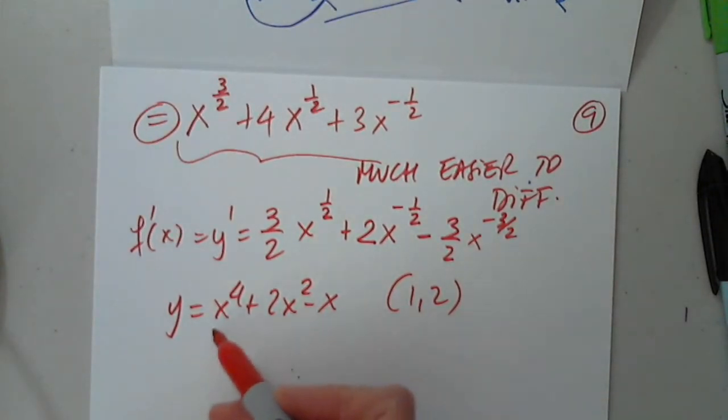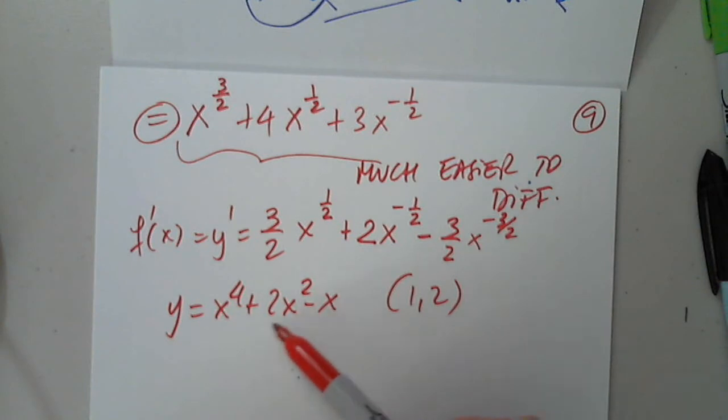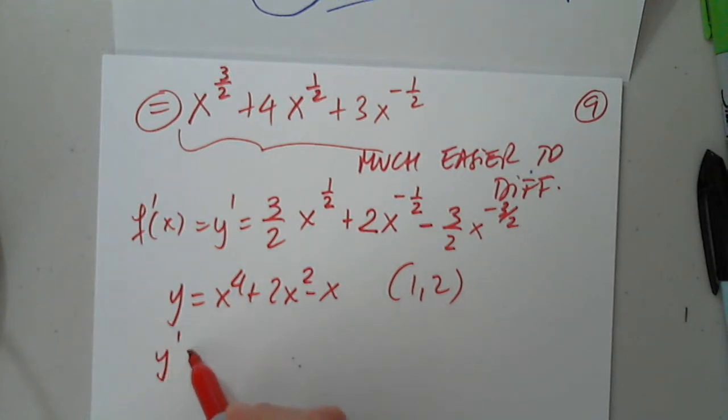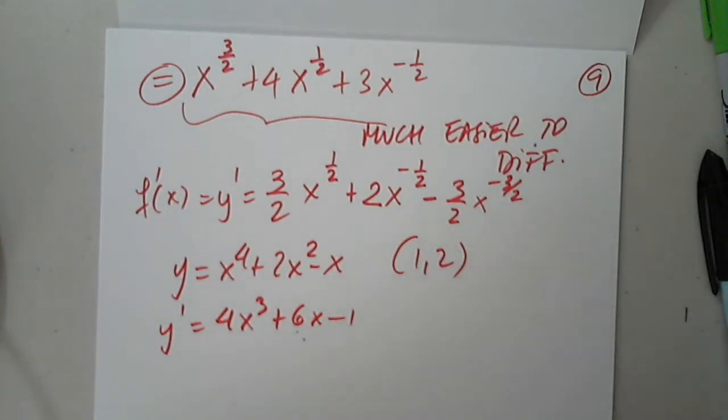Now, of course, this will not be easy. It is not difficult, but it's long to use the definition. But we can find y prime in a blink. 4x to the 3rd plus 6x minus 1. It's done. I will plug in 1.